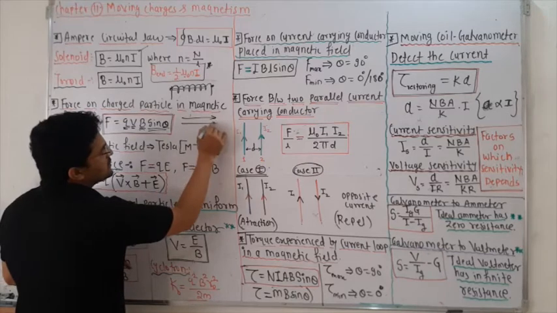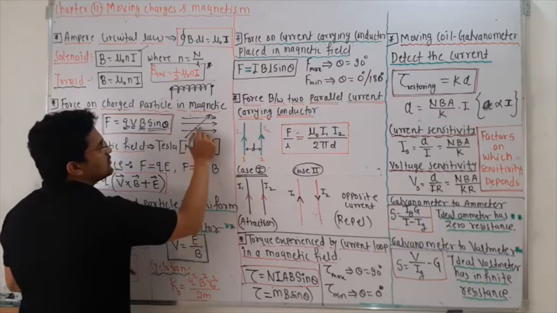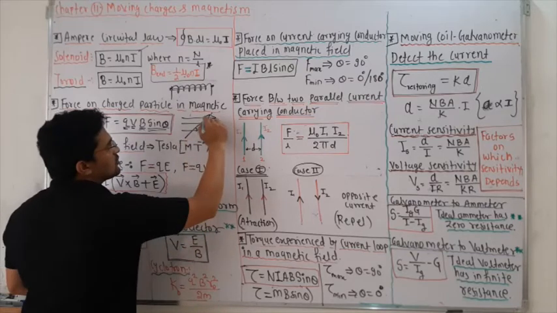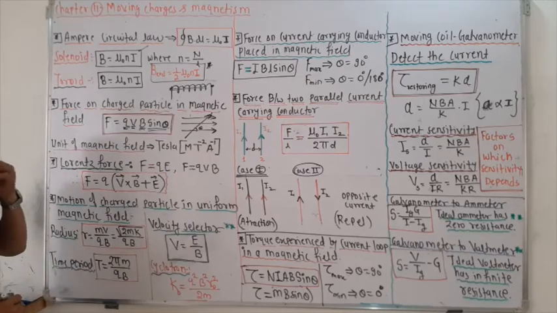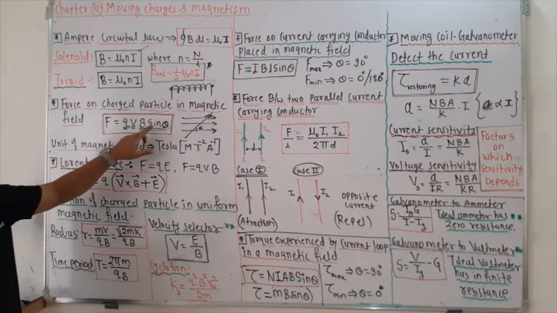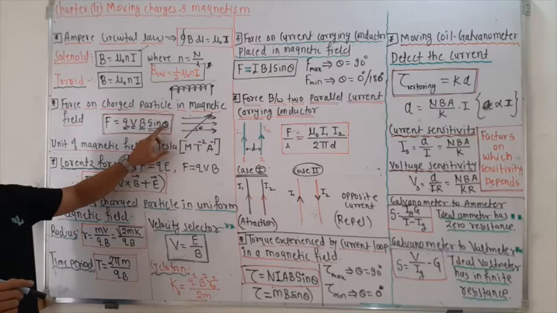Suppose the magnetic field is in this direction and the charged particle is entering in this direction. This will be the angle between the velocity of the charged particle and the magnetic field, that is theta. The force is maximum when sin theta is equal to 1, at 90 degrees, and the force is minimum, that is zero, at 0 degrees or 180 degrees.